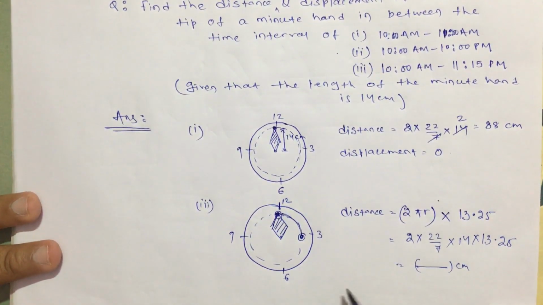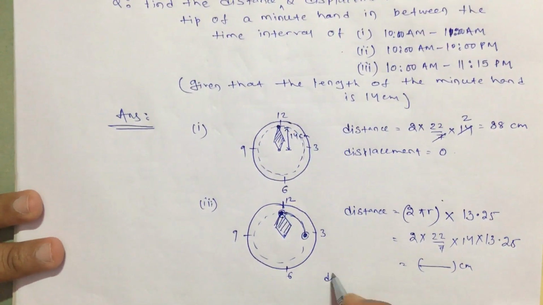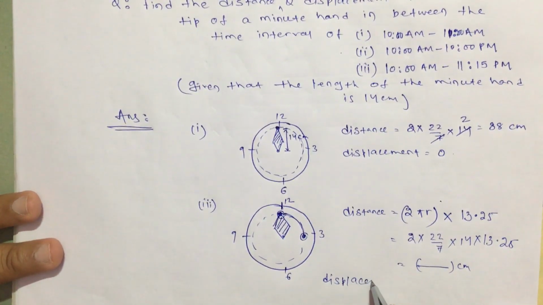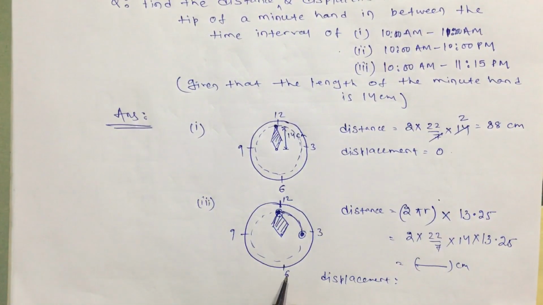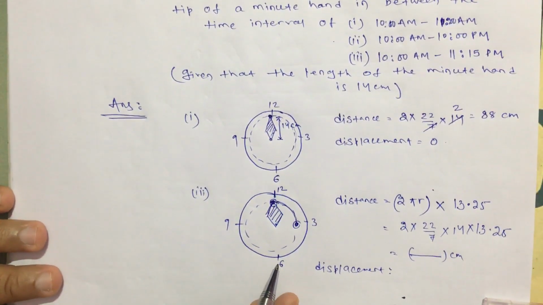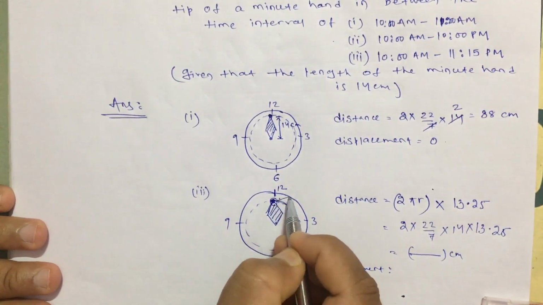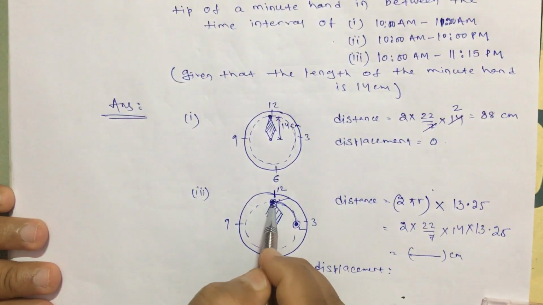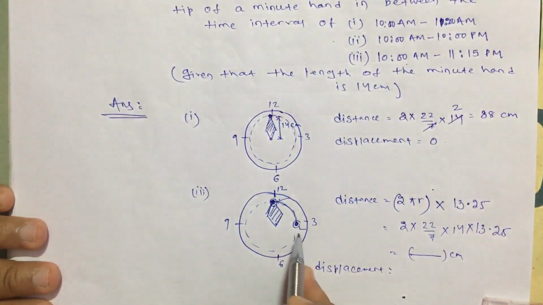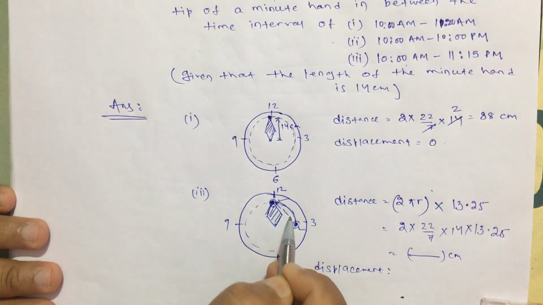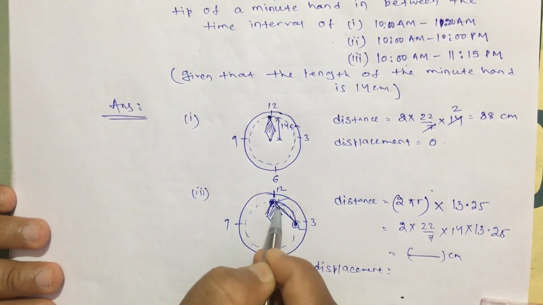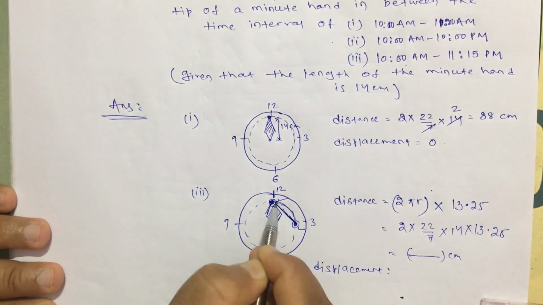Now what will be the displacement? That will be interesting. For displacement, you don't have to see how many rounds it came, or whether it came in a circular path or a quadrilateral path. You don't have to do anything with that. We only have to consider the initial point and the final point. This was the initial point at 10 am and this is the final point at 11:15 pm. This distance is the distance travelled, and this is the displacement.